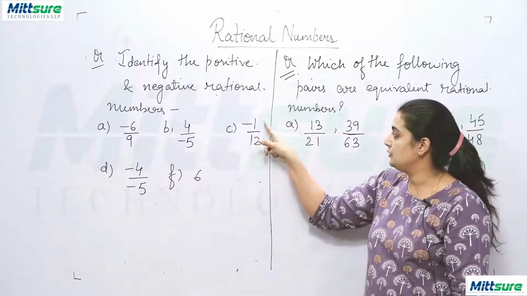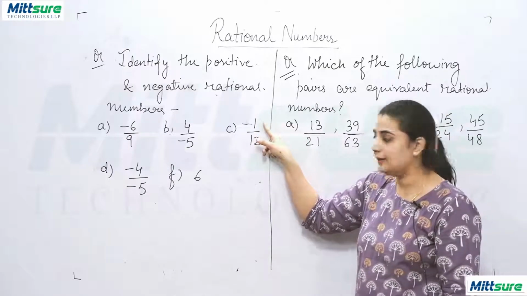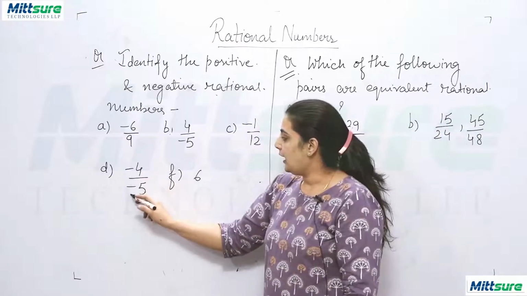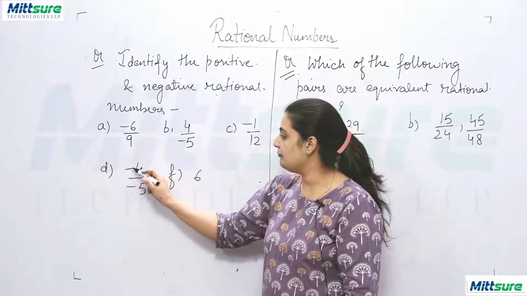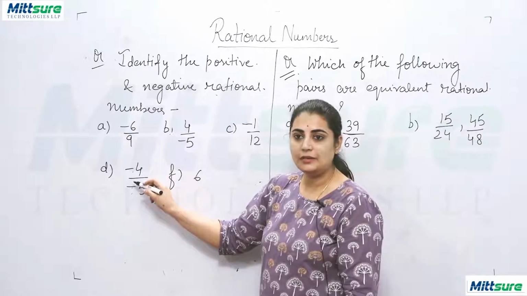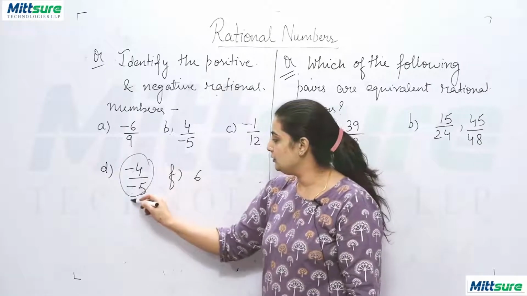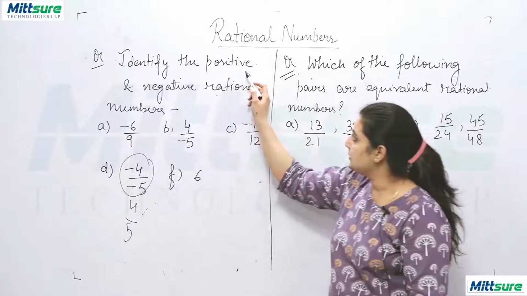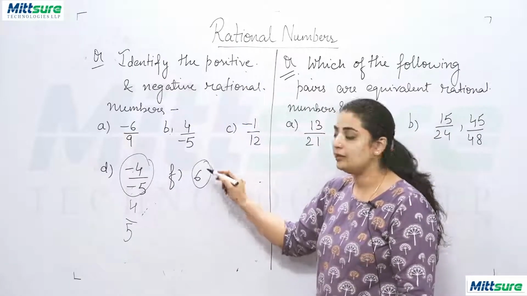How? Because the P number here is negative. Clear? Now, this is minus 4 and minus 5. Both are negative numbers, which will later on be converted to 4 upon 5. So this is what? A positive rational number. Now here there is a single number 6.